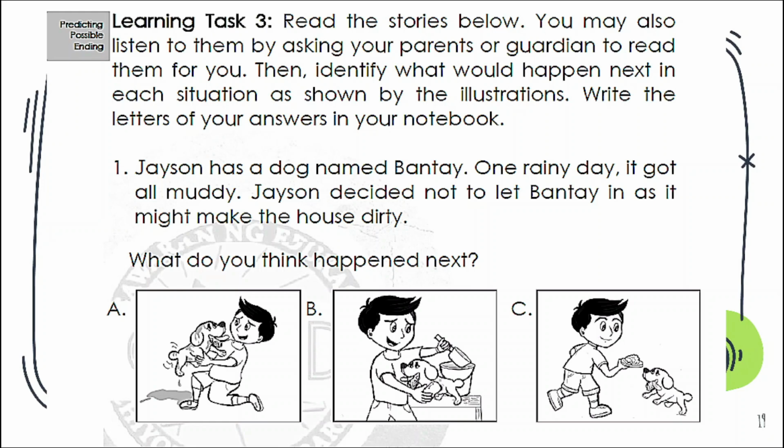Number 1. Jason has a dog named Bantay. One rainy day, it got all muddy. Jason decided not to let Bantay in as it might make the house dirty. What do you think will happen next? Correct. Letter B. He will wash Bantay.